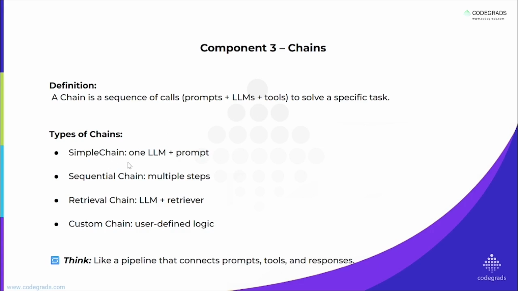The first one is a simple chain, one LLM plus a prompt. Then we have the sequential chain, with multiple steps: prompts, the LLM, multiple retrievers, multiple tools, and agents. The third one is the retrieval chain, which is an LLM plus a retriever, and the fourth one is the custom chain, which is user-defined logic. Think of a chain as a pipeline that connects the different components of LangChain, so it plays an important role in the LangChain framework.